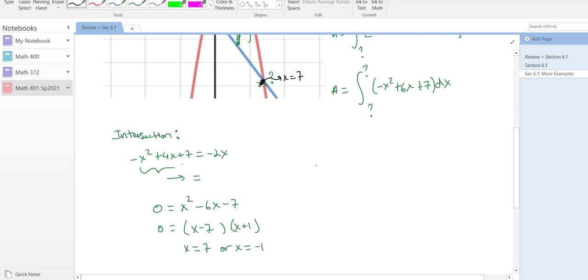So our integral, which is therefore the area, is the integral from negative 1 to 7 of top minus bottom, which we already simplified up here: negative x squared plus 6x plus 7 dx. And then from here we would integrate this, plugging in top minus bottom. So always plug in the top limit first and then the bottom limit, and this should give us the area.